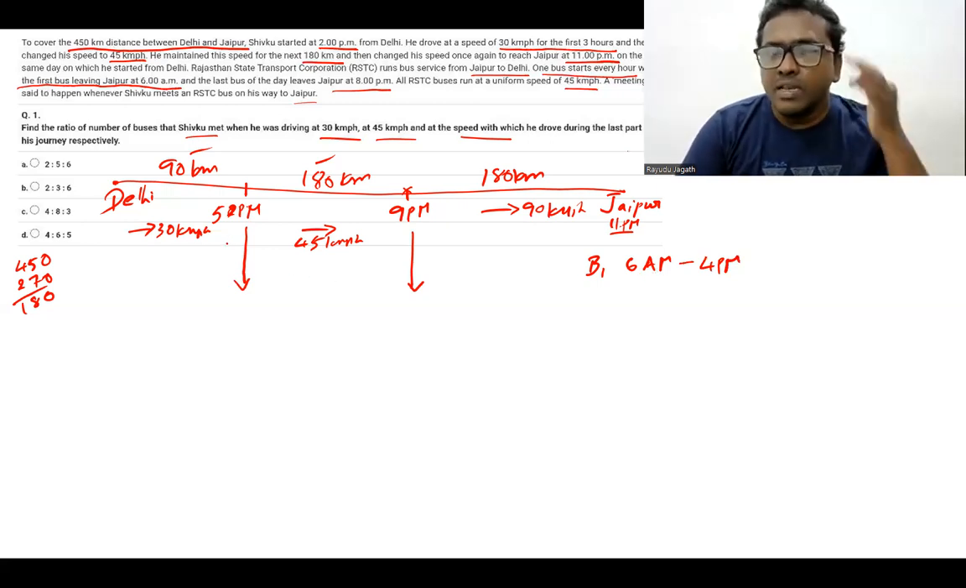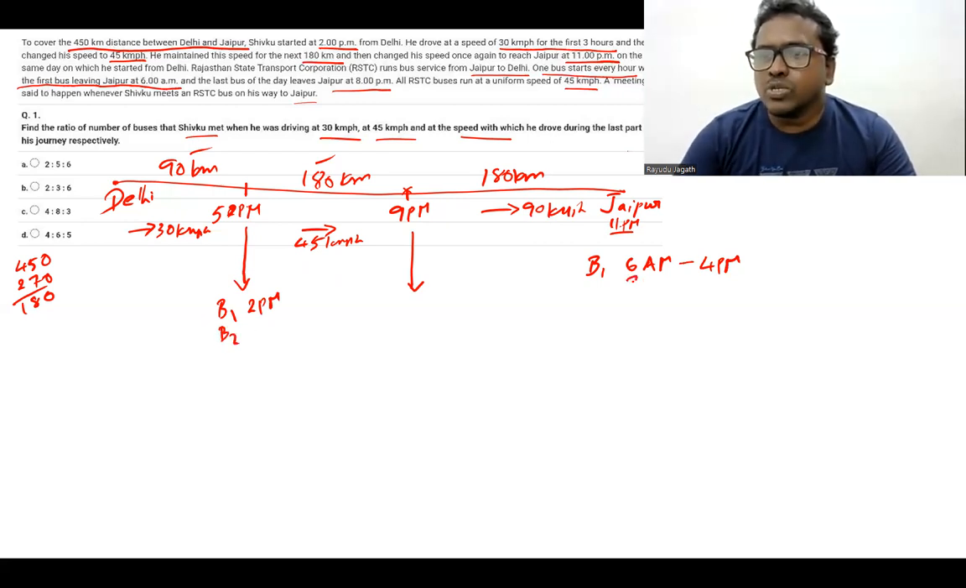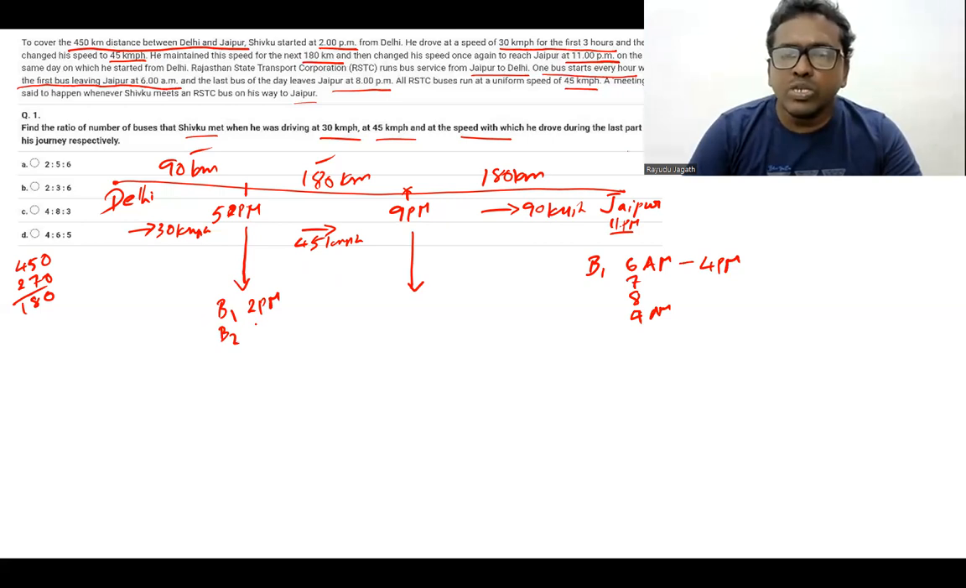But in the meanwhile, bus 1 will be at the 90 kilometer point at 2 p.m. Bus 2 starts at 7 a.m., bus 3 starts at 8, bus 4 starts at 9 a.m. So bus 1 reaches this point at 2 p.m., bus 2 reaches this point at 3 p.m., bus 3 reaches this point at 4 p.m., and bus 4 reaches this point at 5 p.m.